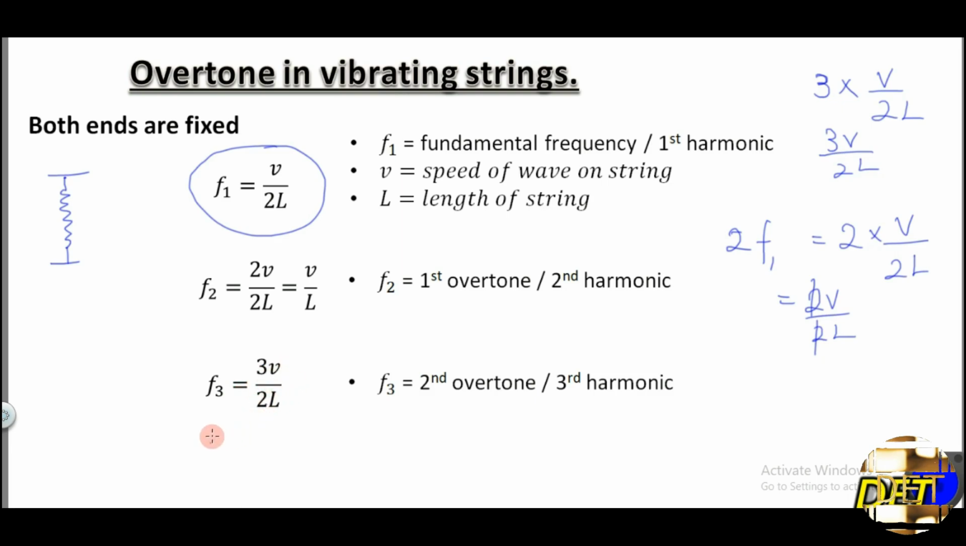So the fourth harmonic, F4, will be equal to 4 times the fundamental frequency, which is V over 2L, right? So 4 times V will give me 4V over what? 2L. 2 here is 2, 2 here is 1. So that will be equal to 2V over L. This is our what? Fourth harmonic or the third overtone, right?